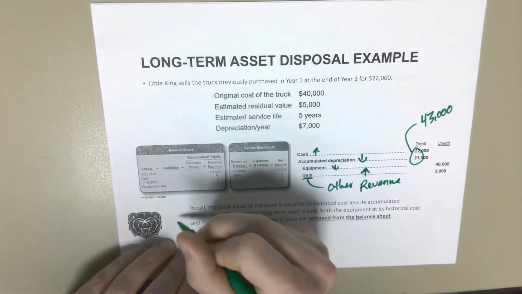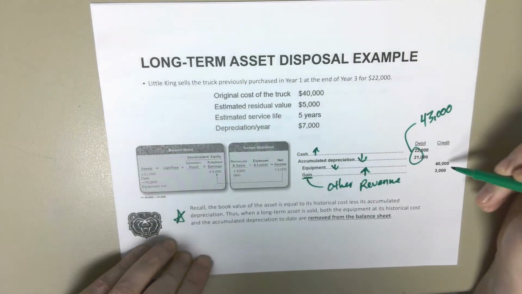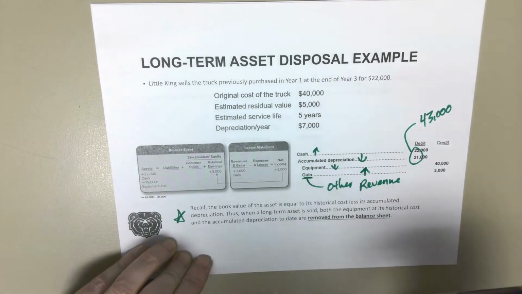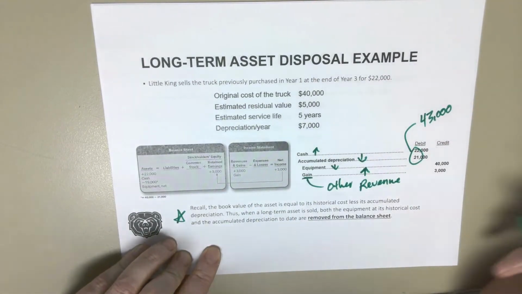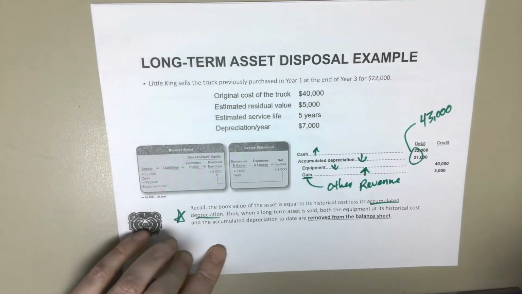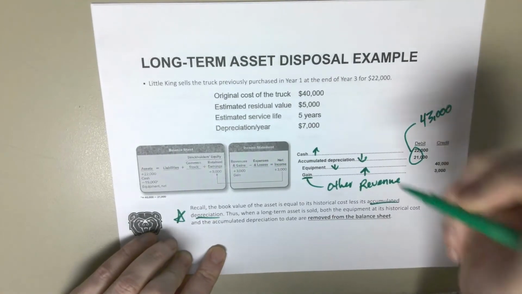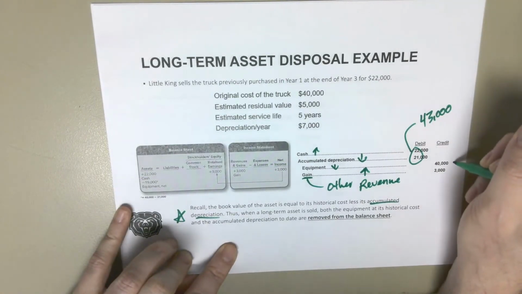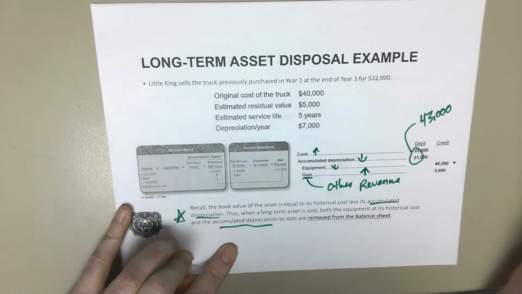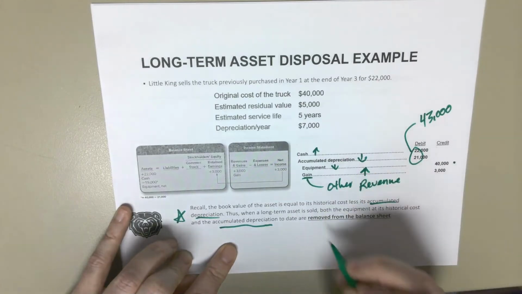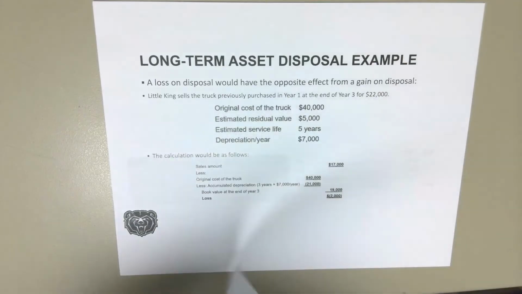So, just a note, okay? The book value of the asset is equal to its historical cost less its accumulated depreciation. When we sell that asset, we have to take the equipment at its historical cost because remember, that equipment stays on our books at that $40,000 forever. So we take that off our books, but we also have to take the accumulated depreciation off our books. Otherwise, we have an account just sitting there that doesn't make any sense. It doesn't go with anything, right? So just remember to remove both of those from your balance sheet.